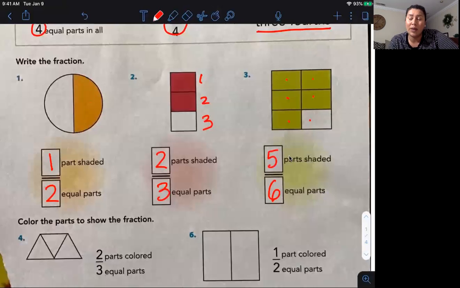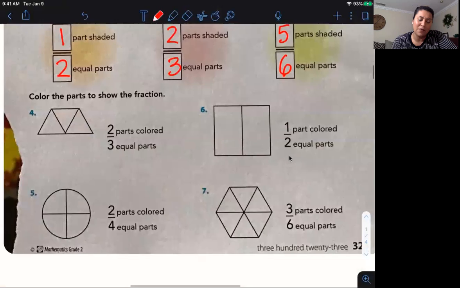So the way that we name this fraction is 5/6. That sounds tricky. Let me say it again. Repeat it with me, okay? 5/6. Okay, let's go to number 4.